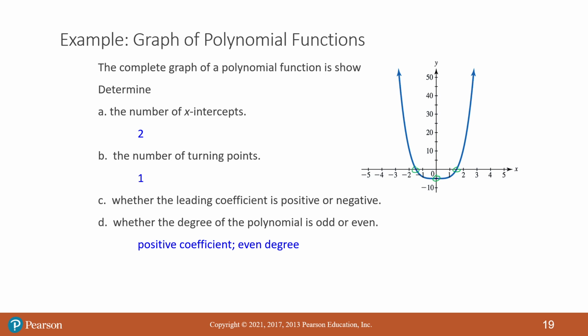Now, final question, what's the minimal possible degree here? Well, based on A and B, and the way the graph looks here, it looks like the smallest degree could be a 2. I could estimate this with a quadratic. Could be a quartic, but the smallest thing that I can estimate it with would be a quadratic. And I base that primarily on A and B, because the smallest number there that it could be is a 2. Couldn't be a 1. 1's linear.